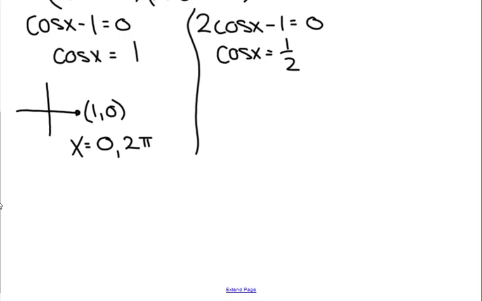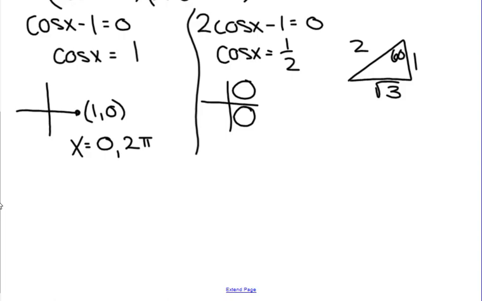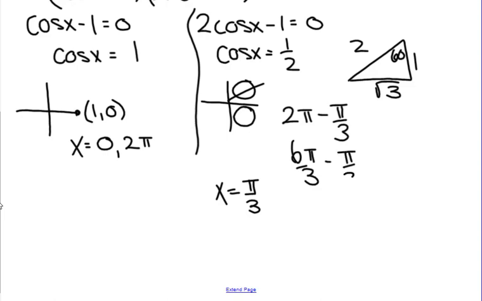Where cos is equal to 1/2, we've got 1, 2, root of 3. Well, cos of 1/2 happens at 60, which is pi over 3. We have a positive cos value, so we've got pi over 3. That's our quadrant 1. And we would have 2 pi subtract pi over 3. In order to add fractions, we need common denominators. So 6 pi over 3 subtract pi over 3 is 5 pi over 3.